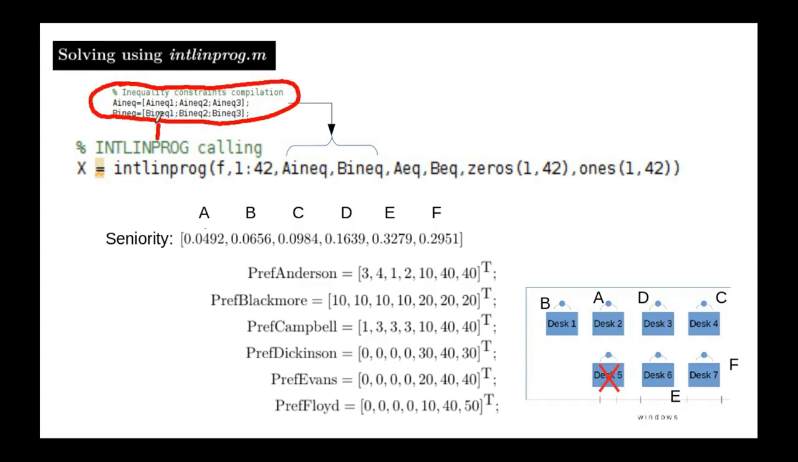Remember, the first inequality, only one desk can be empty. The second inequality constraints, A next to B, and the third, C next to D. Yeah, and I will solve it by means of the intlinprog.m. This is the MATLAB function that solves this kind of problems. First of all, remember, this is the cost function, the objective function, yeah, this f.